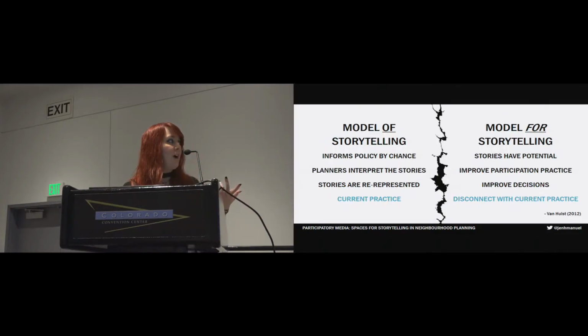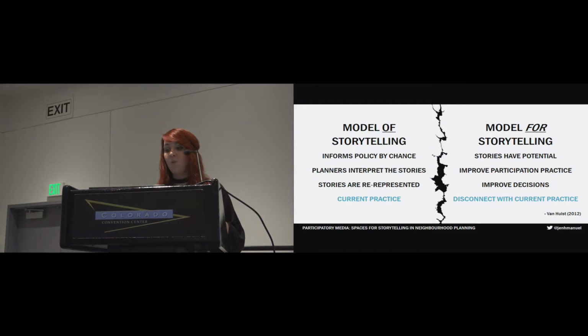Van Hulst takes this a little bit further and creates a model of and a model for storytelling in neighbourhood planning. He starts with the model of, which basically says that stories can inform policy, but only by chance, that there's no real mechanism of incorporating them. And if they are included by accident, the stories are interpreted and re-represented by the planners who create the policy. He said that this is really the way that current practice works.